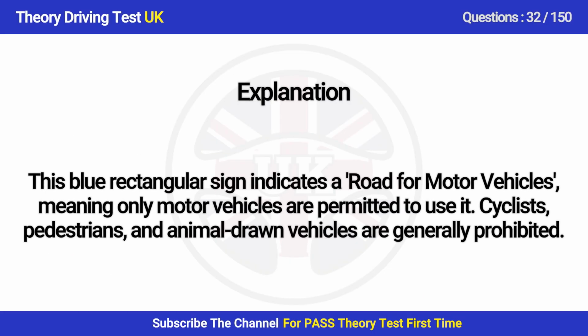This blue rectangular sign indicates a road for motor vehicles, meaning only motor vehicles are permitted to use it. Cyclists, pedestrians, and other vehicles are generally prohibited.